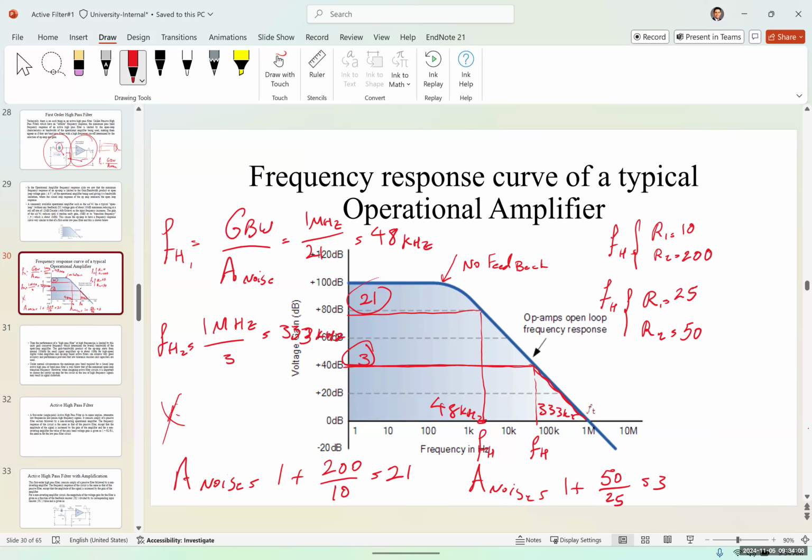And we also learned from previous chapters that if you want a larger frequency response, you need to lower your gain. So there's a trade-off between the gain and the frequency response. The higher the gain is, you're going to have a smaller frequency response. And the lower the gain is, you're going to have a larger frequency response. So there's a trade-off there.